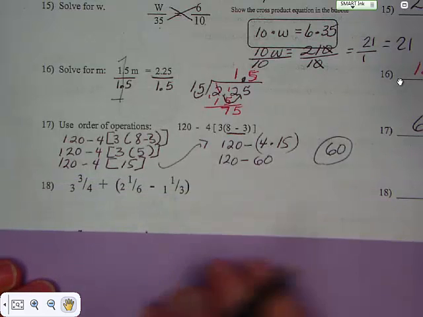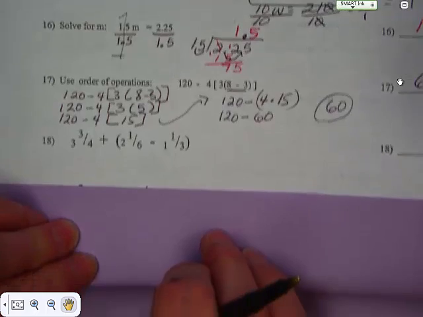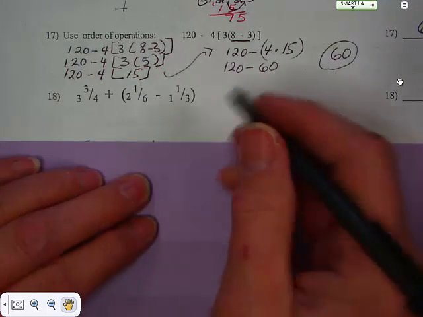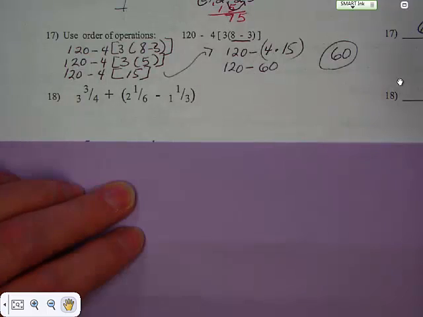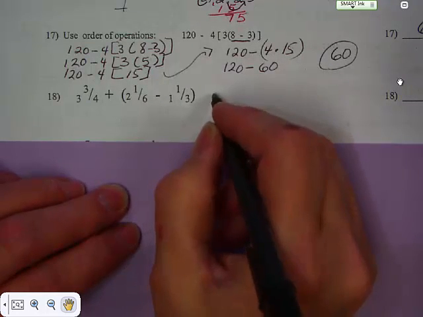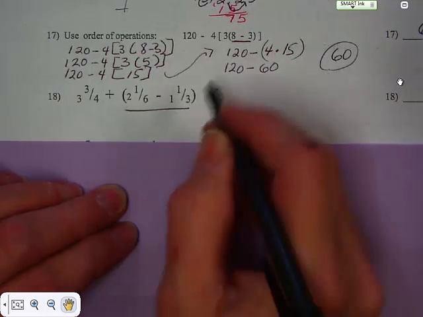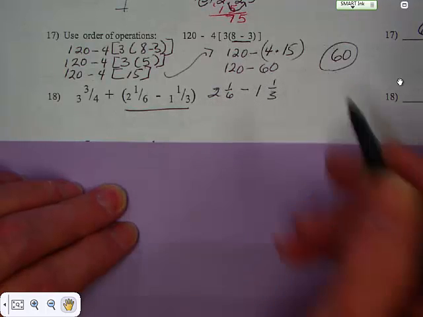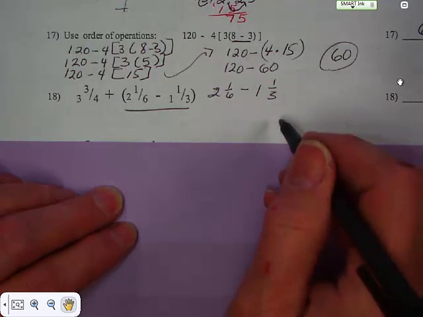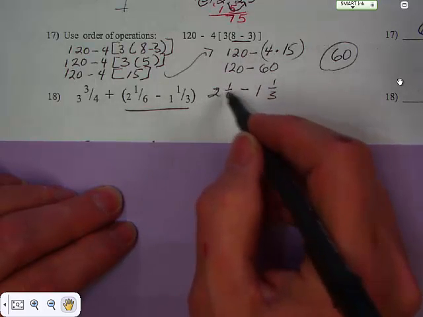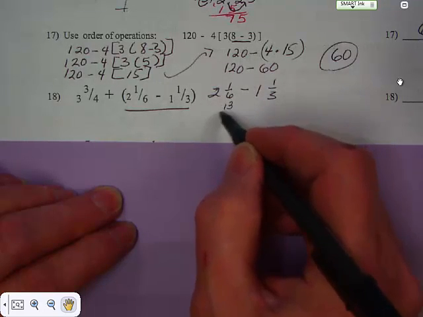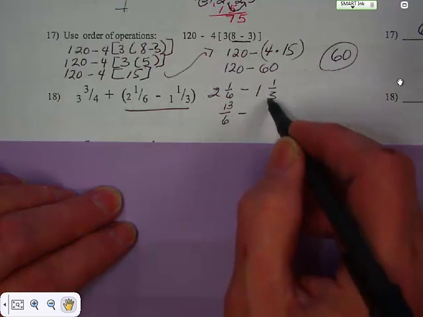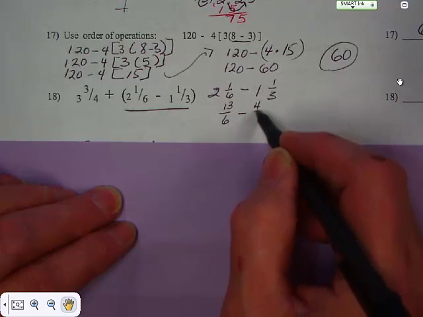Okay. The next one is number 18, and number 18 tells you what it wants you to do first, so it's a pretty easy fix, and you can do it a couple of different ways. You know what? I think I might just turn it into an improper and do it that way. It's just as easy. So you're going to do this first. So you have 2 1/6 minus 1 1/3. 6 looks like a common denominator, so that's probably where we'll go with this. 2 times 6 is 12 plus 1 is 13 over 6 minus 3 plus 1 is 4 over 3.